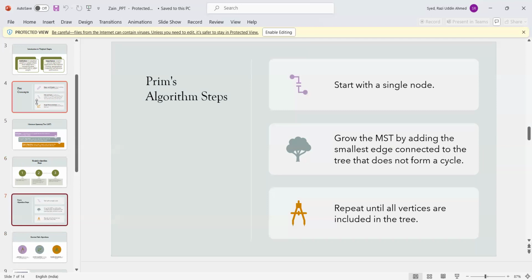We'll move to Prim's algorithm, where the steps are: start with a single node. Grow the minimum spanning tree by adding the smallest edge connected to the tree that does not form a cycle. Repeat until all vertices are included in the tree.